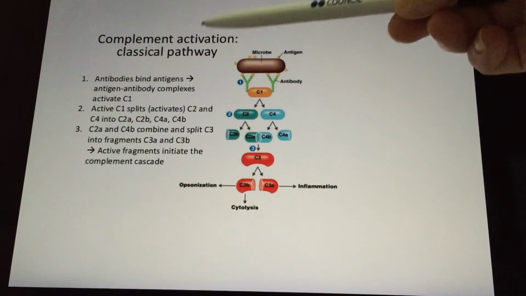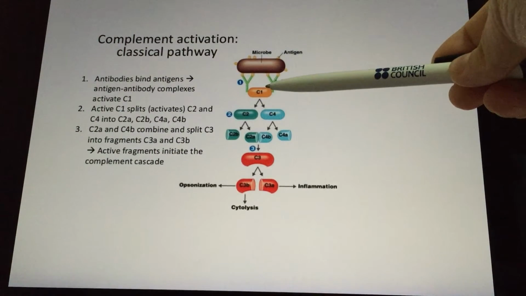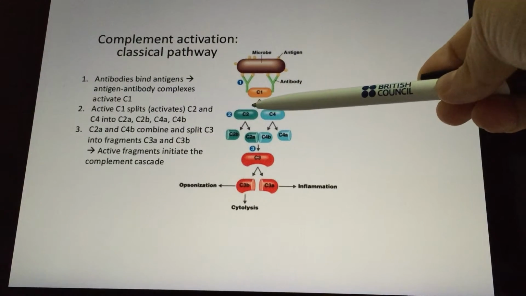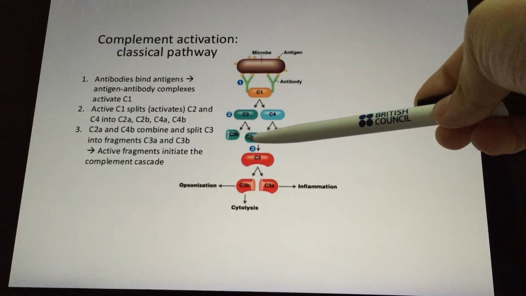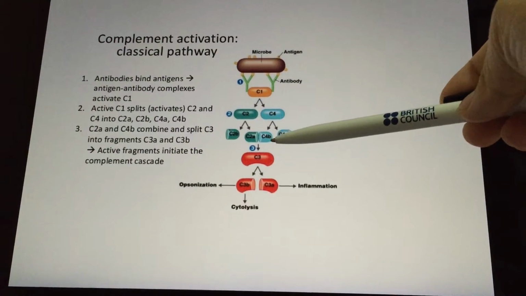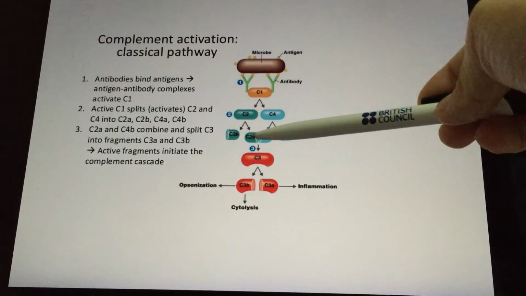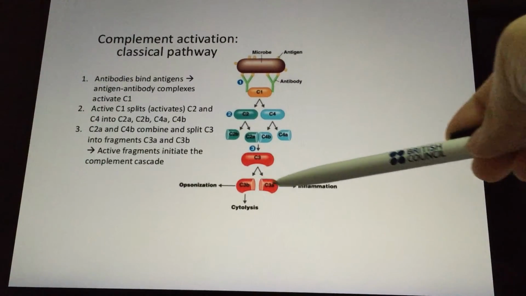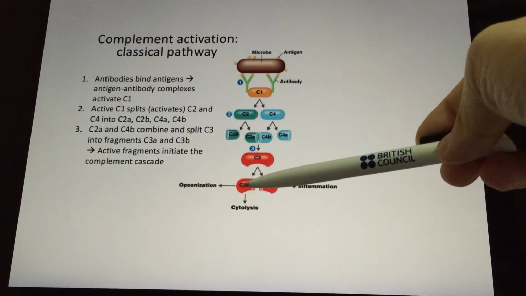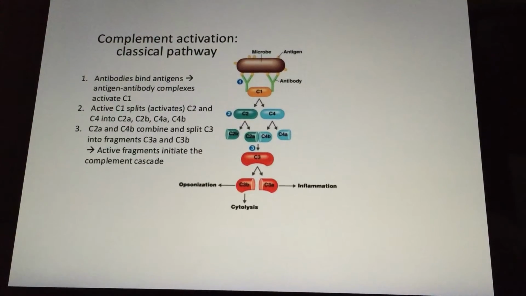The classical pathway: when the microbe binds to the antibodies, it will activate C1, which splits C2 to C2a and C2b and C4 to C4a and C4b, and these combine. It splits C3 to C3a, which enhances inflammation, and C3b, which activates cytolysis and opsonization.